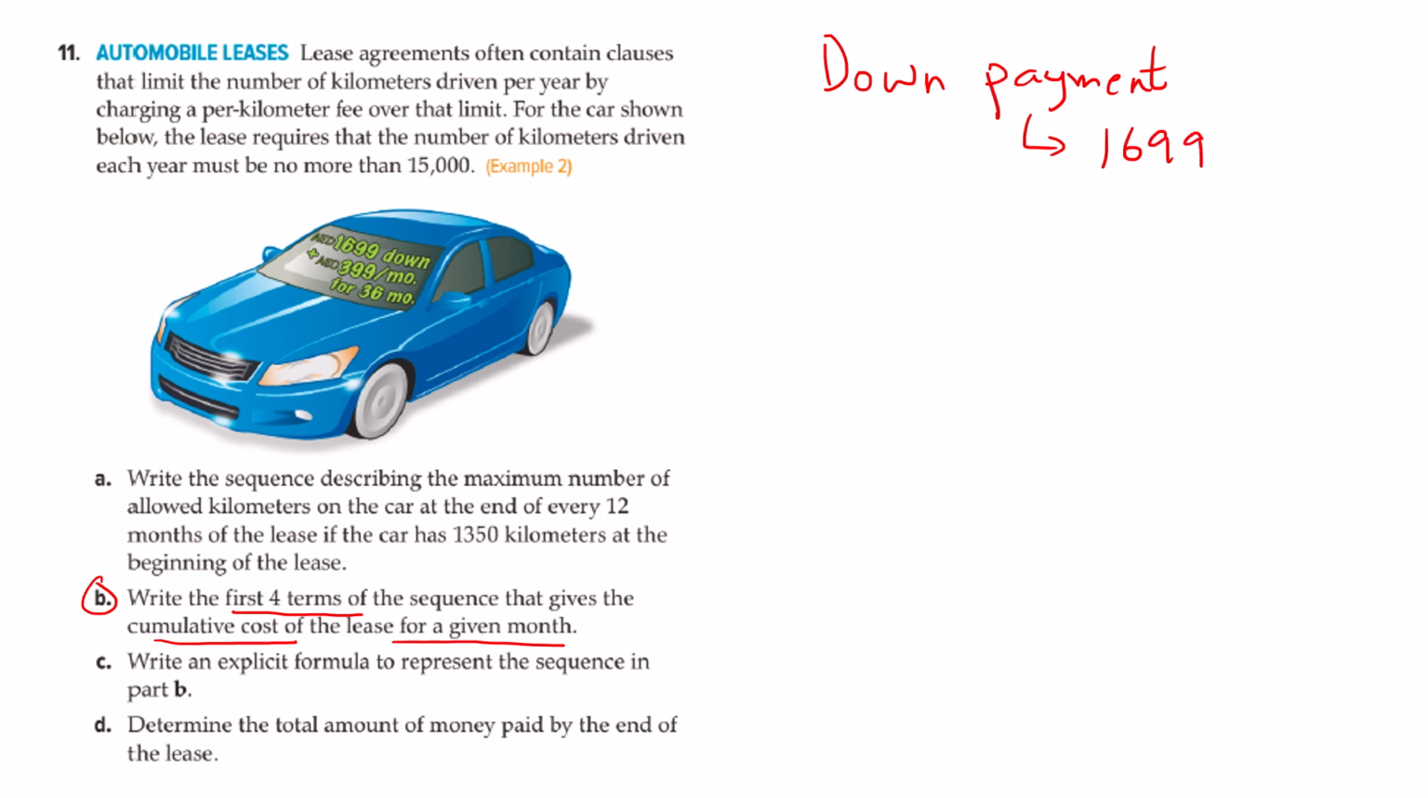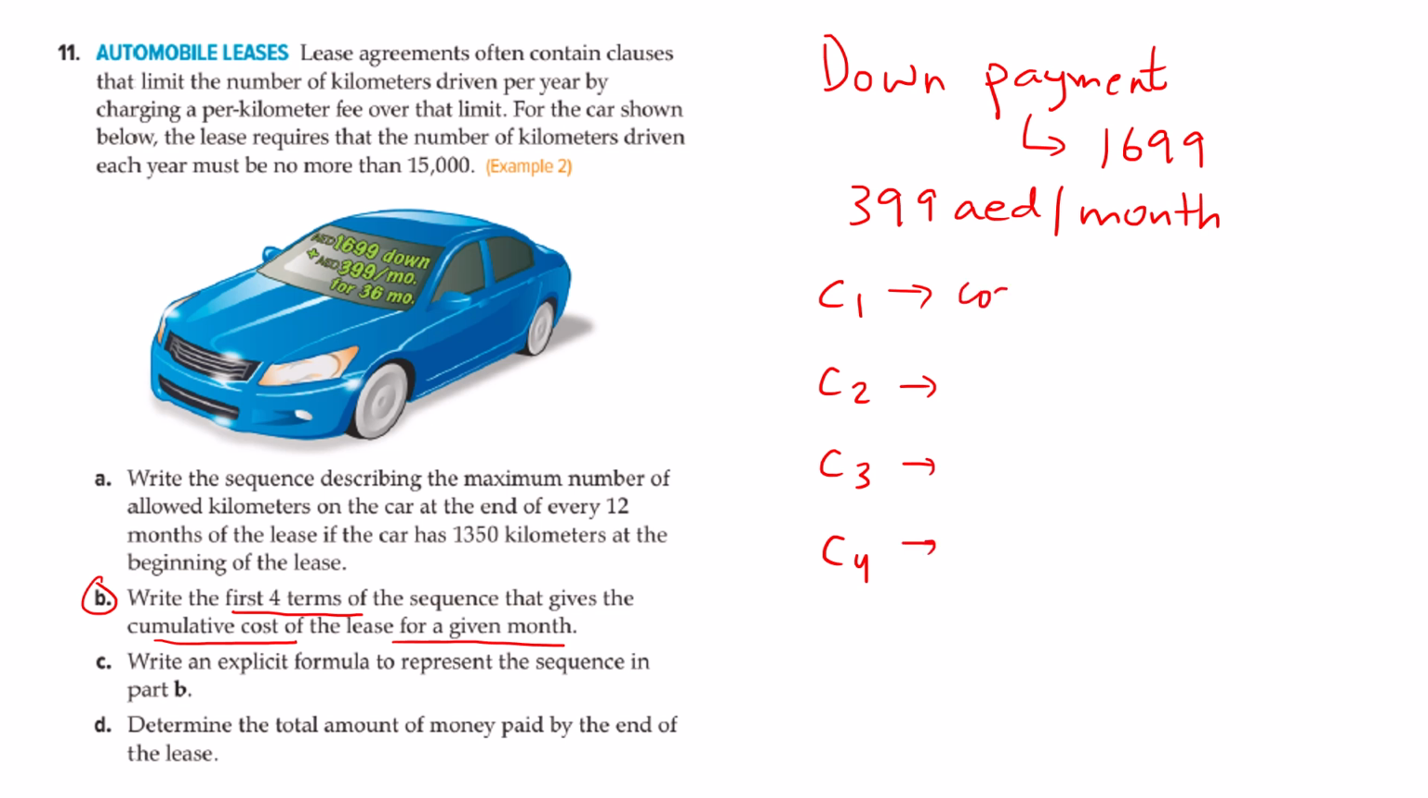Okay, this is the down payment, and after that you are paying 399 AD per month. Every month if you're using the car you are paying this much. So let's write the first 4 terms, I'm going to denote the cost C1, C2, C3, C4. What are they denoting? Let's write. This is the cost at the end of the first month, cost at end of first month.